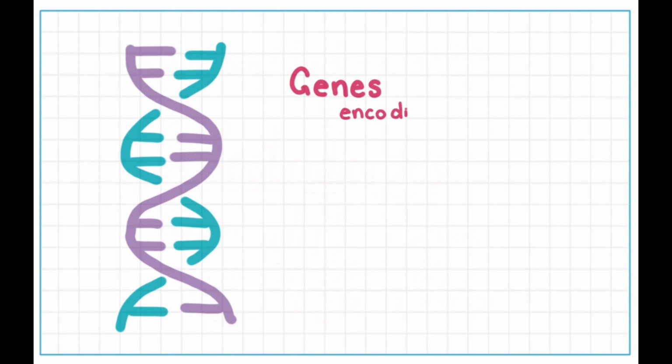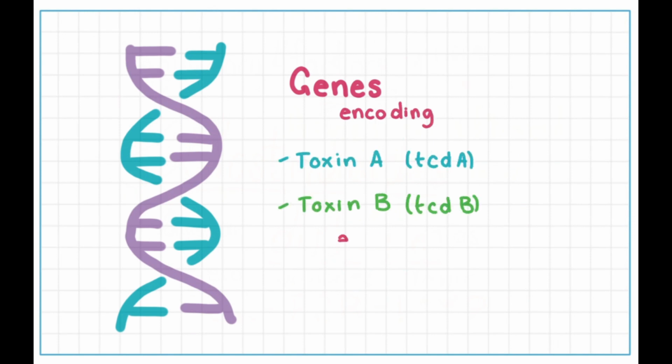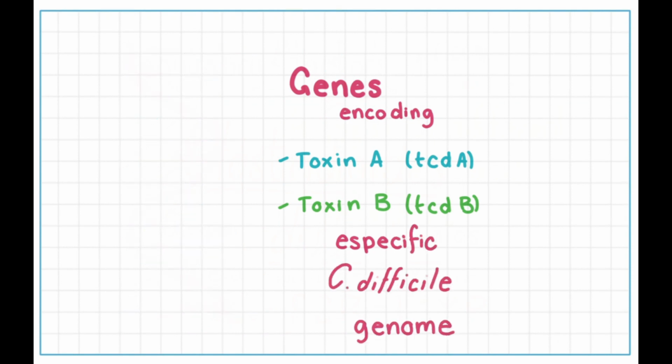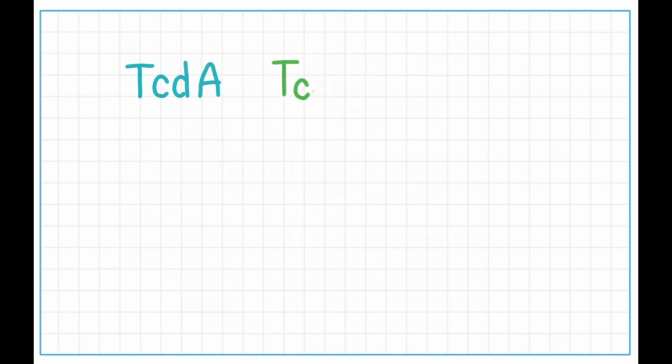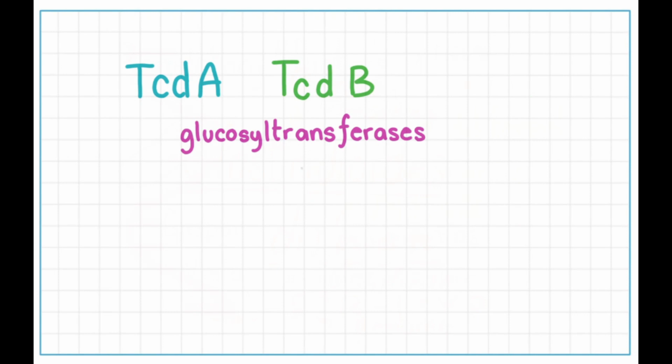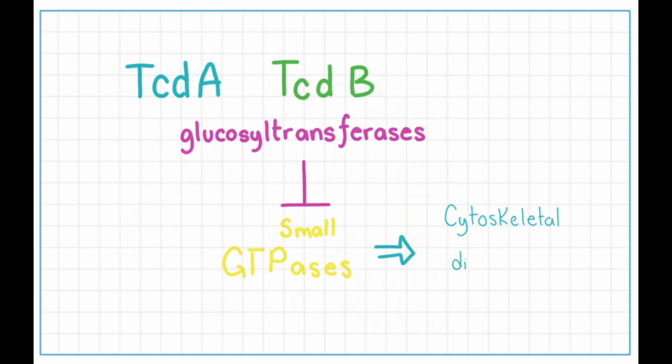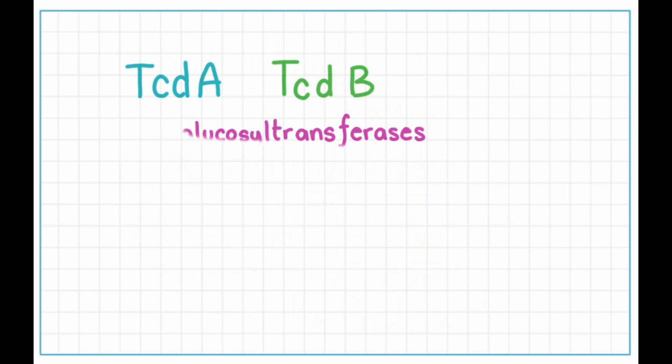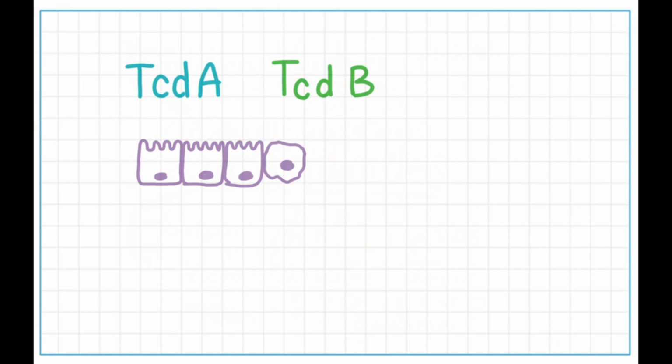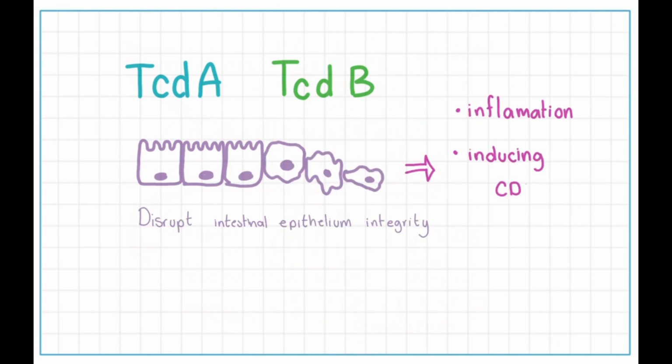Genes encoding for toxins A, tcdA, and B, tcdB, are specific to the Clostridioides difficile genome. Those toxins are produced as precursor proteins of active toxins. Toxins A and B exert their cytotoxic effects by targeting and modifying specific proteins within intestinal epithelial cells. For example, TcdA and TcdB are glucosyltransferases that inactivate small GTPases, leading to cytoskeletal disruption, cell rounding, and cell death. These toxins disrupt the integrity of the intestinal epithelium, causing inflammation and inducing CDI's characteristic symptoms.